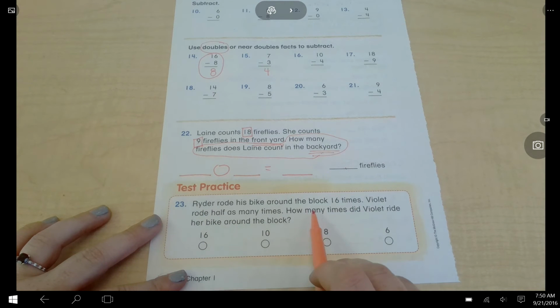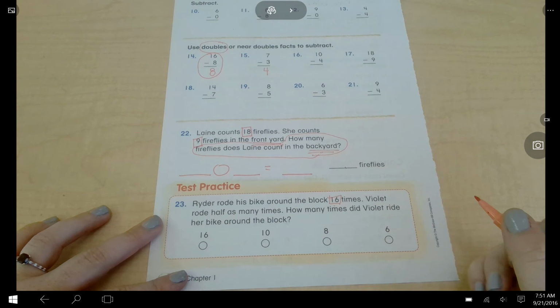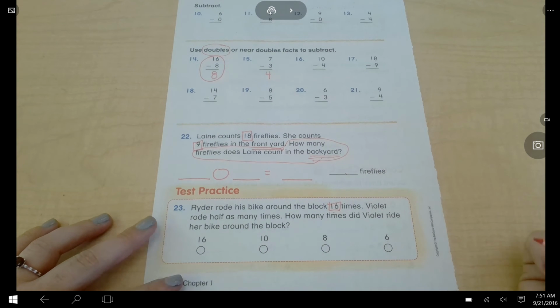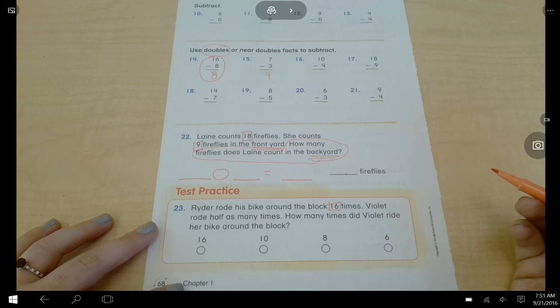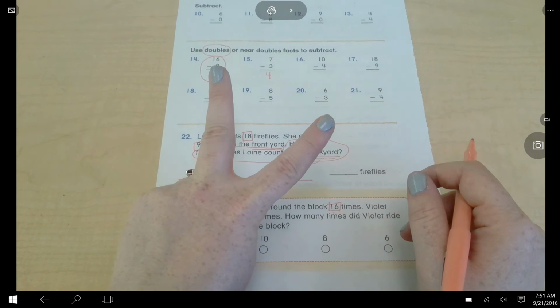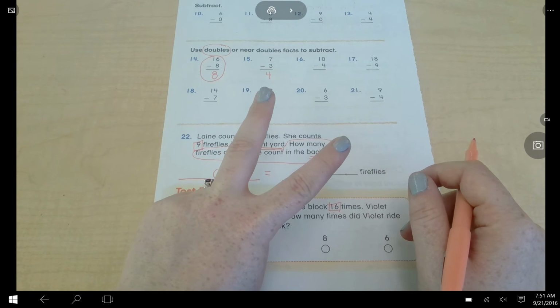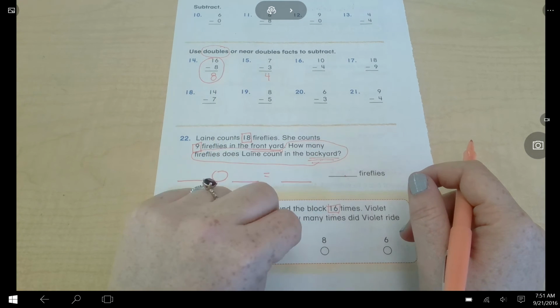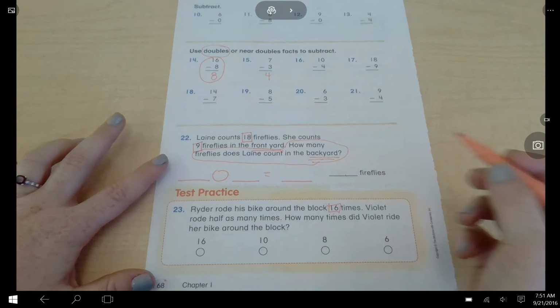Ryder rode his bike around the block 16 times. Violet rode half as many times. How many times did Violet ride her bike around the block? Ooh, that's tricky. If I don't know how to figure this one out, I can draw 16 dots and figure out what half is. Half means it's 2 equal groups. That sounds like a doubles fact to me. 2 equal groups is like a doubles fact. Let's see what half is.